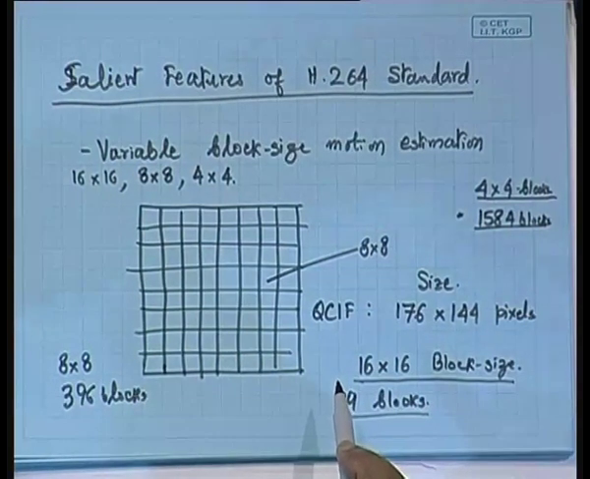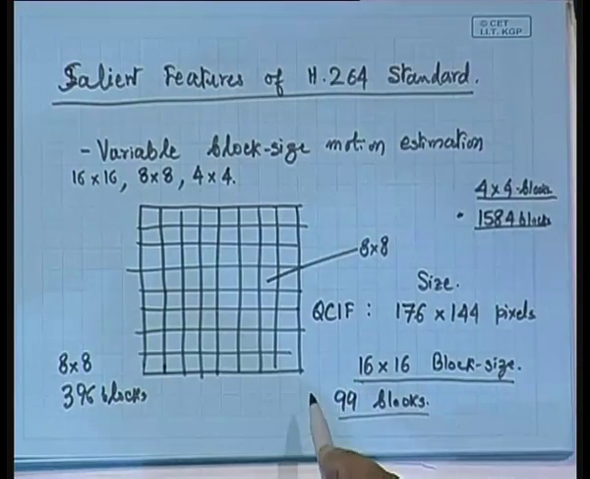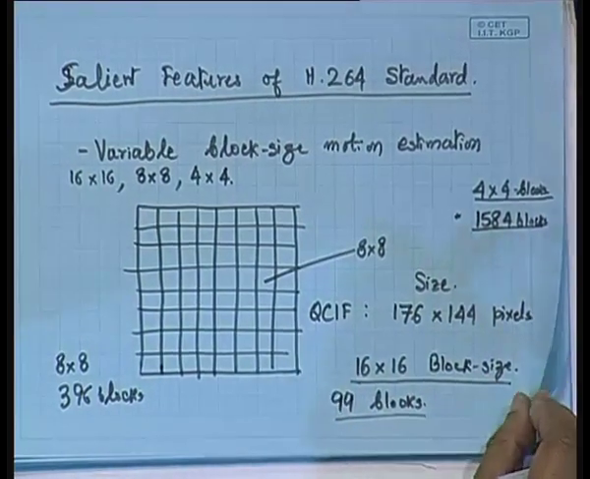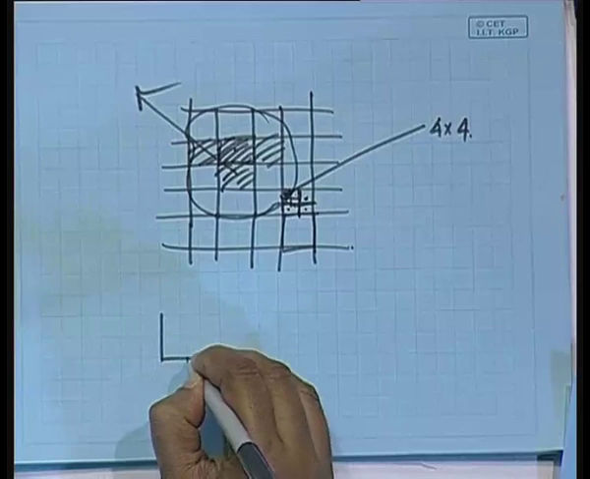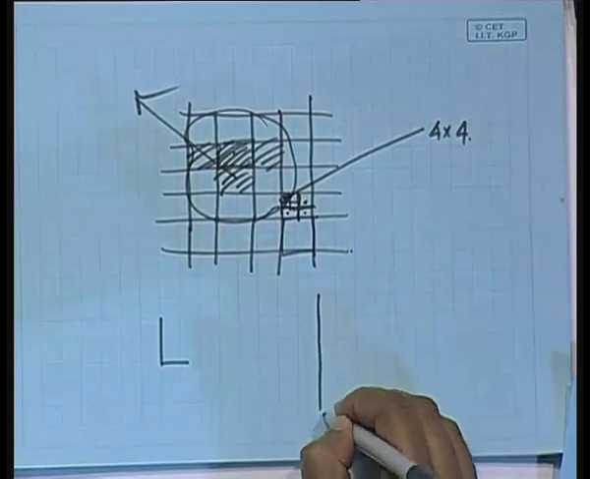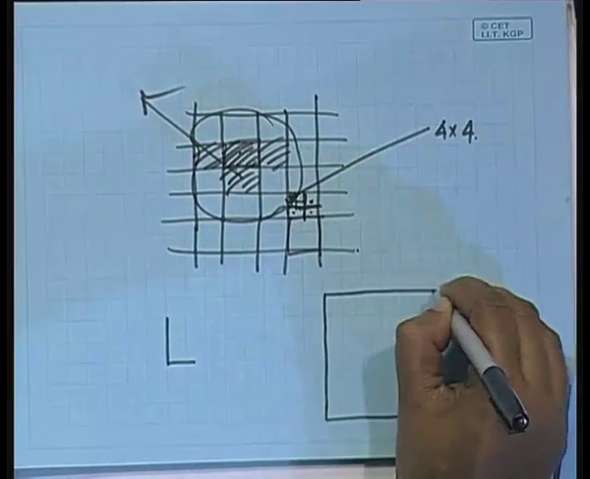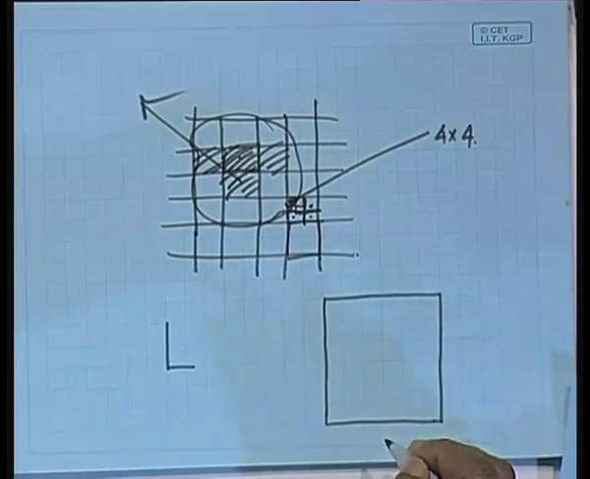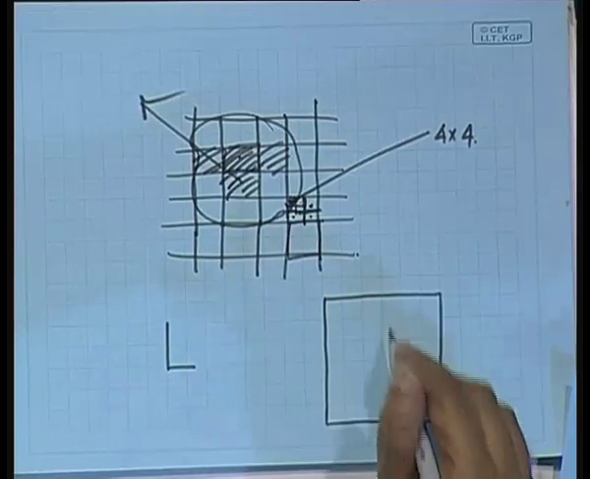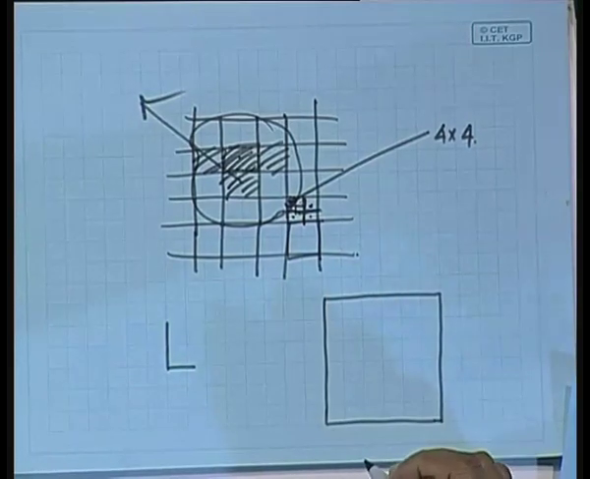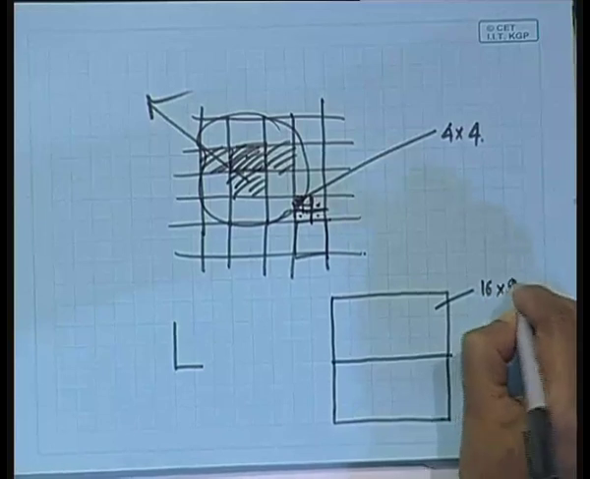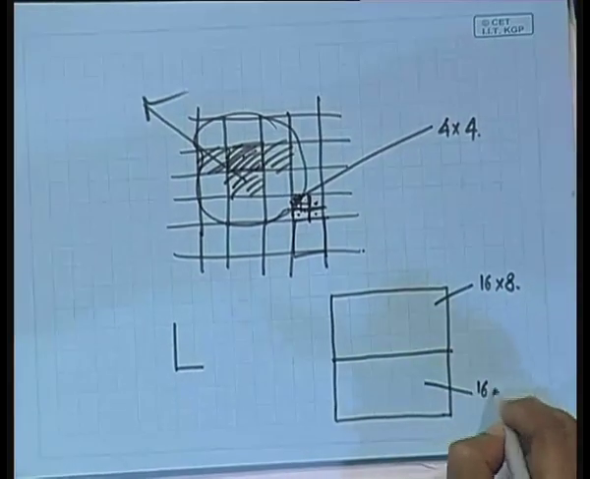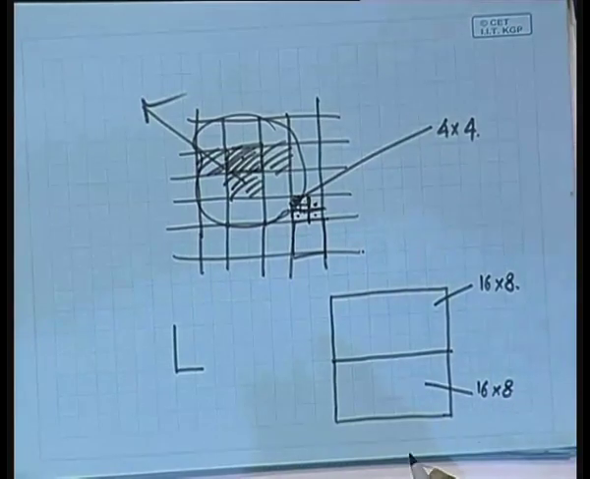So, it is variable block size motion estimation, and not only that, the H.264 standard has so much flexibility that whenever you have a 16 by 16 block size, let us say this is a 16 by 16 block, I can not only subdivide this into 4 sub blocks of 8 by 8 and have 4 motion vectors, I can also say that for this 16 by 8 there is one motion vector, and for this 16 by 8 there is another motion vector. So, 16 by 16 can be partitioned in 4 different ways.